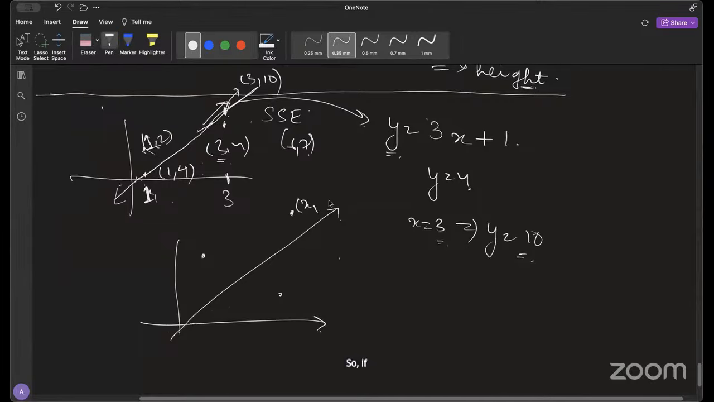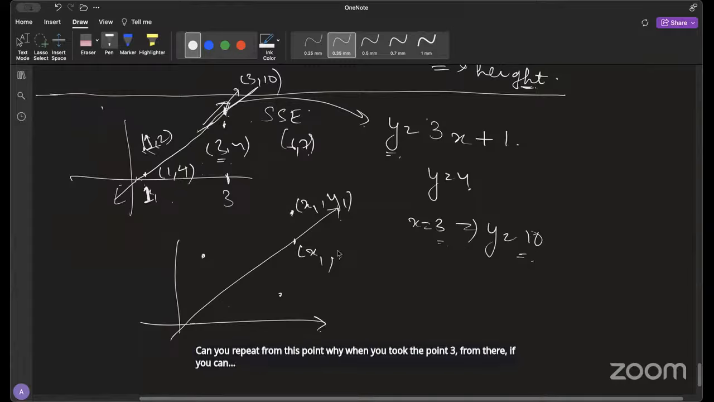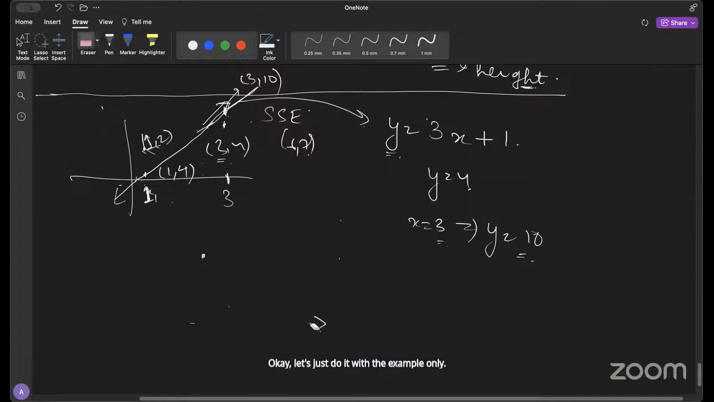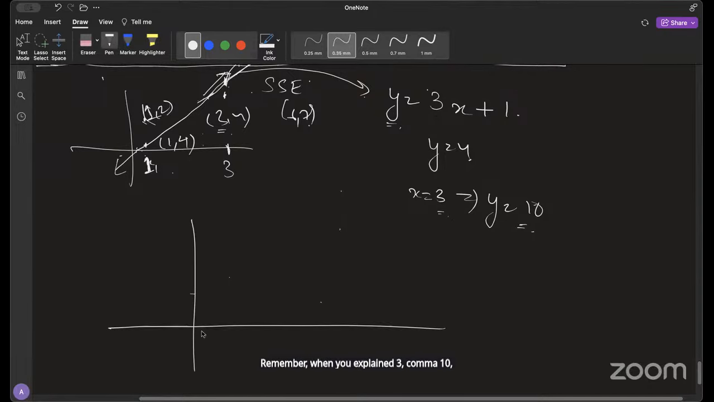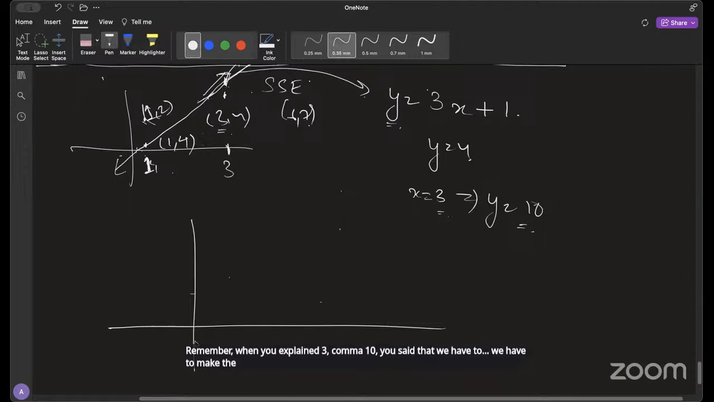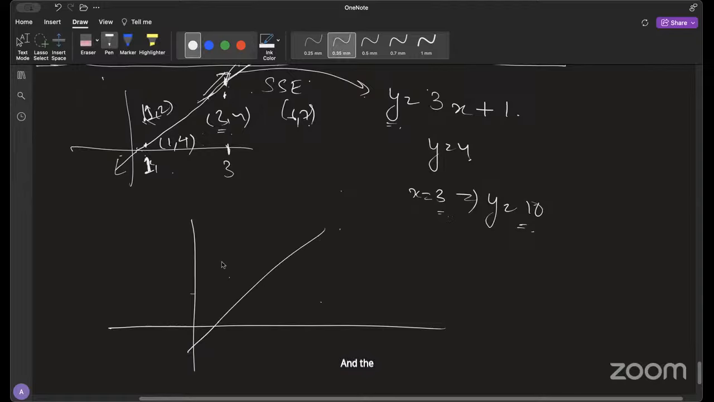So if this was x1, y1, you keep the x1 same. Ma'am, can you give an example and show that? Ma'am, can you repeat from this point, why when you took the point 3, 10 from there, if you can? Okay, let's just do it with an example only then. Ma'am, when you explained 3, 10, you said that we have to make the constant 3, and the y distance we have to change. From that, if you can repeat.